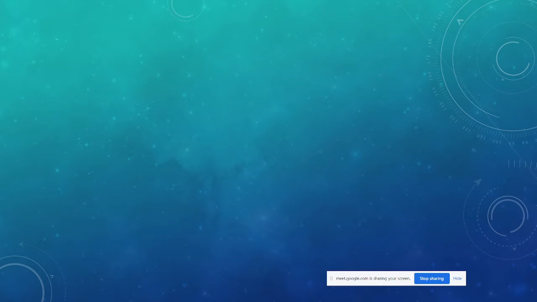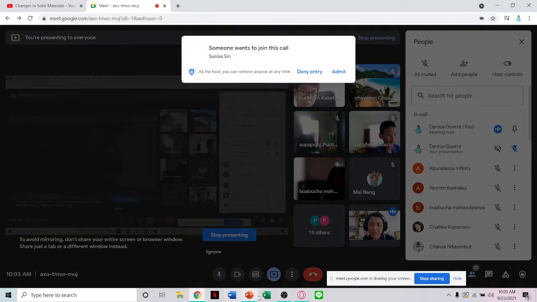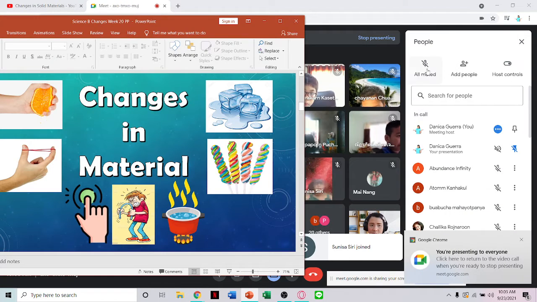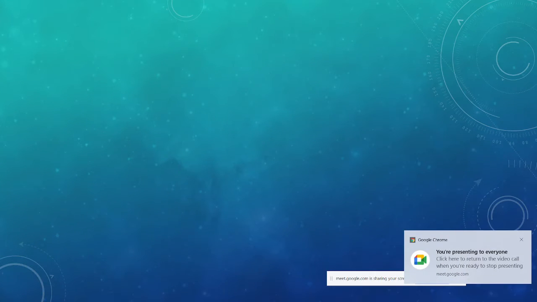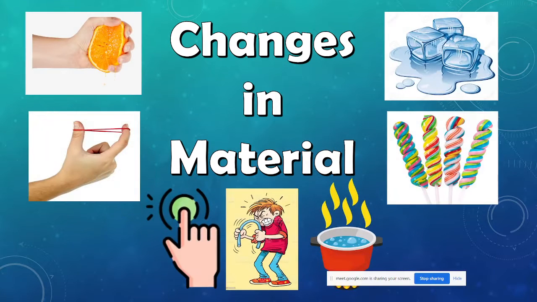Turn off your microphone. Okay. All right. Now today we are going to have a review about the different changes in materials. What do people do to change the state of the material, the shape, the size?